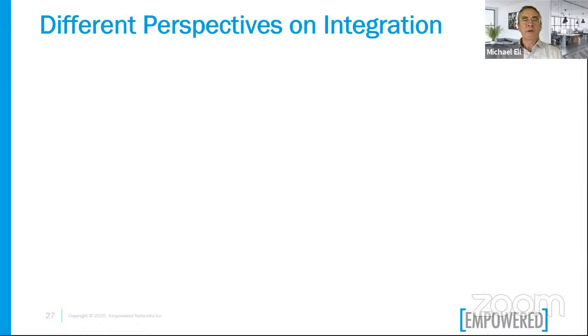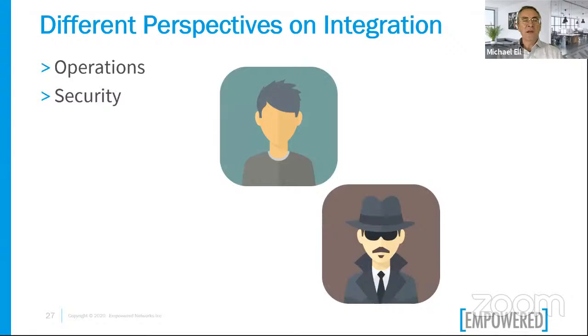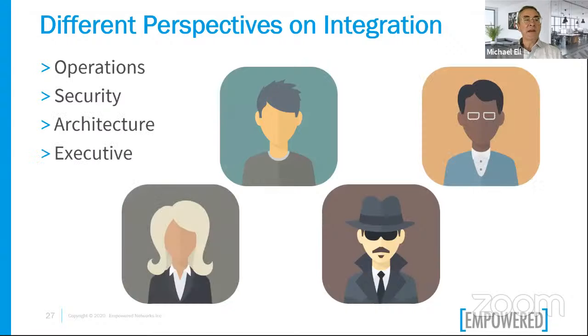Now, before we go any further, I just briefly want to talk about the fact that what contextual integration looks like and has impact on will vary significantly based on who you are. Different perspectives on an integration use case result in different value propositions, so it's important to understand which perspective you're looking at the problem from. Some of the perspectives that we'll use here as I'm talking through the examples include operations, security, architecture, and the executive view.